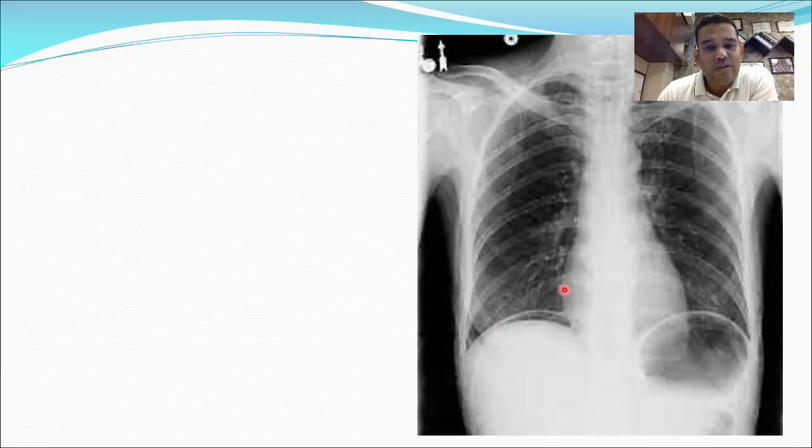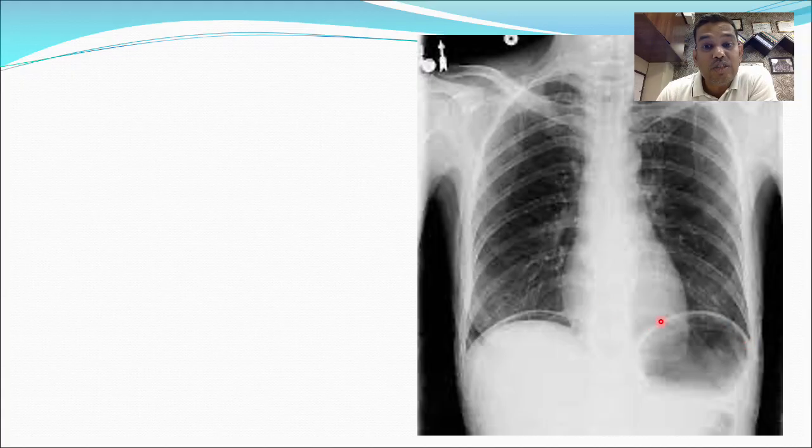And the heart shadow, the cardiac shadow, I can appreciate. This is the cardiac shadow. This is the left ventricle area, the right ventricle area, and this is the area of the aortic knuckle. So the cardiac shadow seems to be good. Next is the diaphragm. So D, this is the diaphragm: the right-sided dome of the diaphragm and the left-sided dome of the diaphragm.